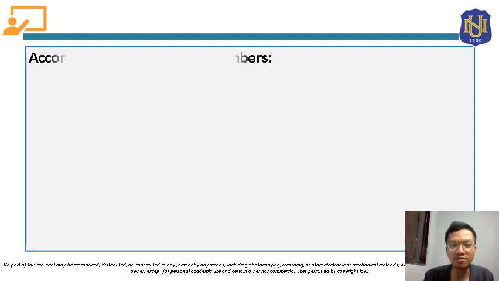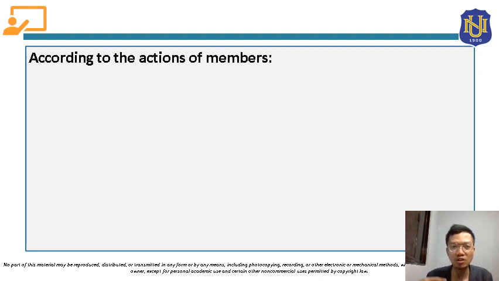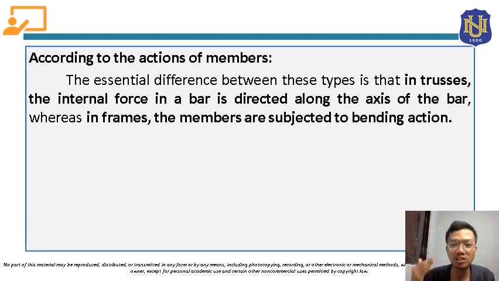The second difference between the two structures is according to the actions of members. The essential difference between these types is that in trusses, the internal force in a bar is directed along the axis of the bar, whereas in frames, the members are subjected to bending action.